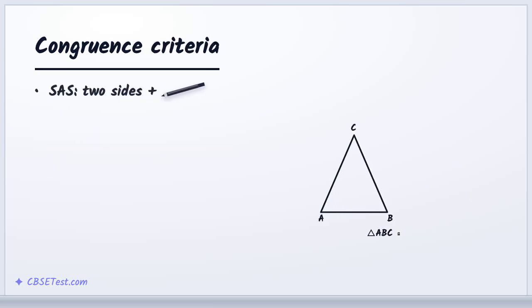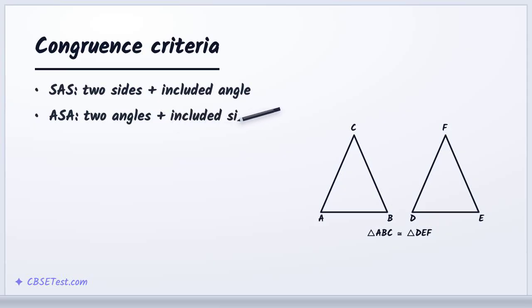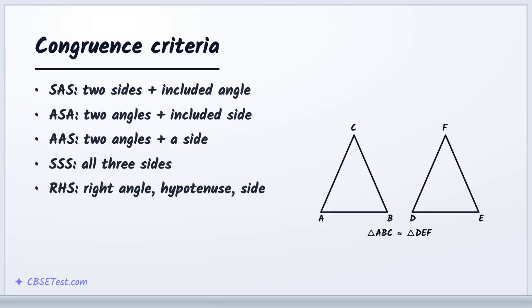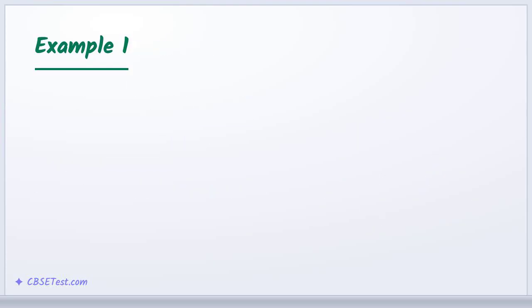We don't need all 6 parts to prove congruence. Any of these is enough. Side, angle, side; angle, side, angle; angle, angle, side; side, side, side; or for right triangles, right angle, hypotenuse, side.